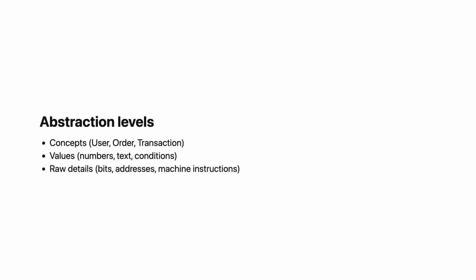Abstractions exist at different levels. At the lowest level, you have raw details, individual bits in memory, specific machine instructions, exact memory addresses. At a higher level, you have values and operations, numbers, text, comparisons, arithmetic. You do not see the bits, you see meaningful data. At a higher level still, you have concepts, users, orders, messages, transactions. You do not see individual values. You see meaningful entities. Each level hides the details of the level below.